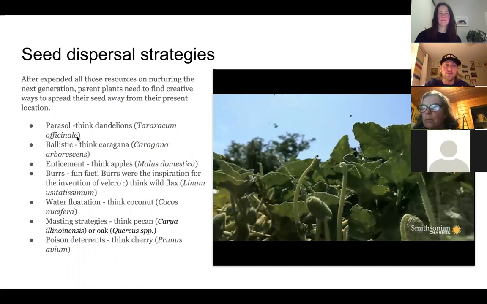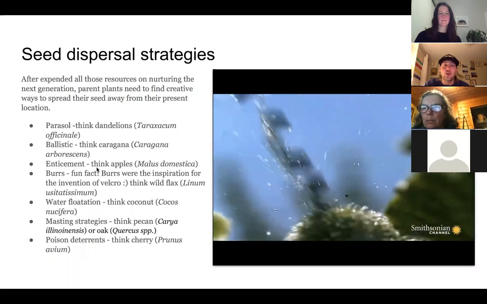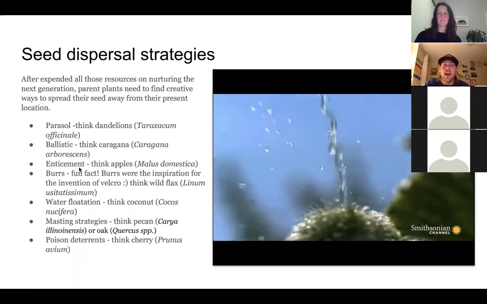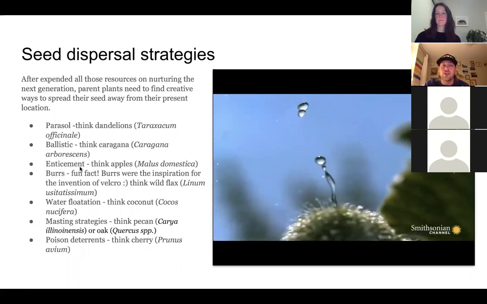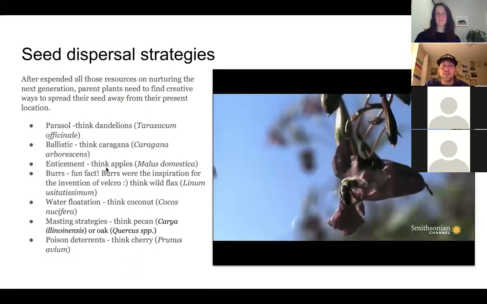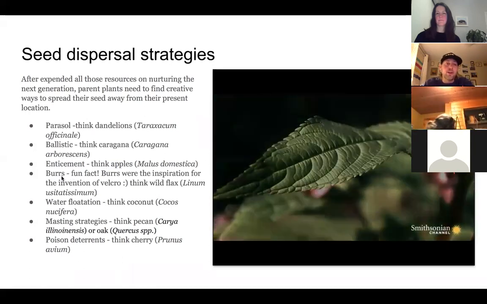I'm sure we're all familiar with enticement. So a bigger succulent fruit like apples or peaches, their strategy for transportation away from their parents is to surround the seeds with a delicious present for a larger animal to carry them away.